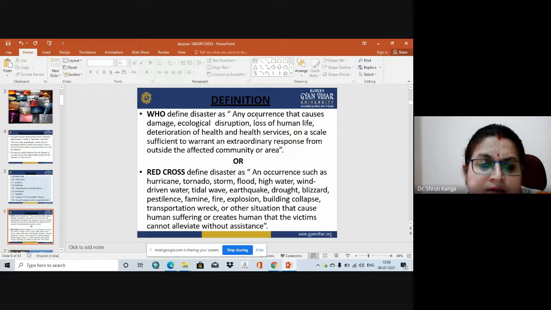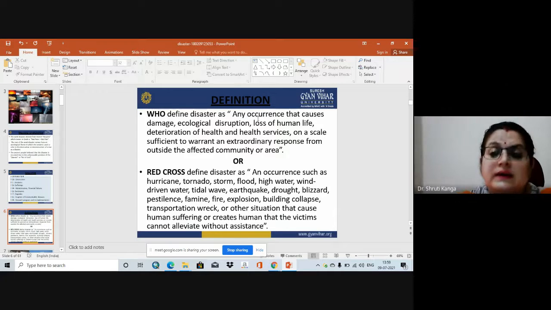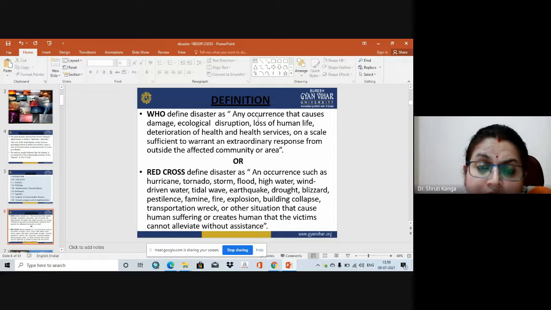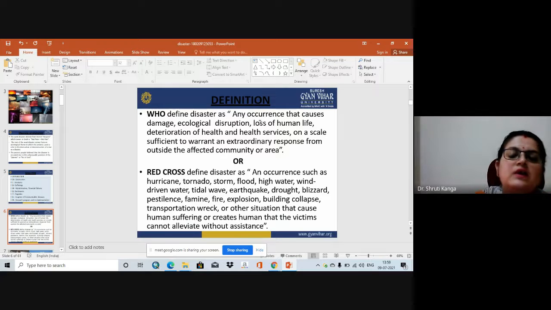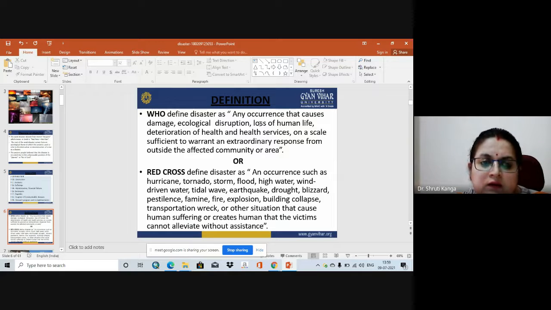Okay, it is sufficient to warrant an extraordinary response from outside the affected country, community, or area. So a particular scale is there on which these communities may be affected in terms of the ecological disruption, in terms of the loss of life, in terms of the health services due to a particular damage. Clear?